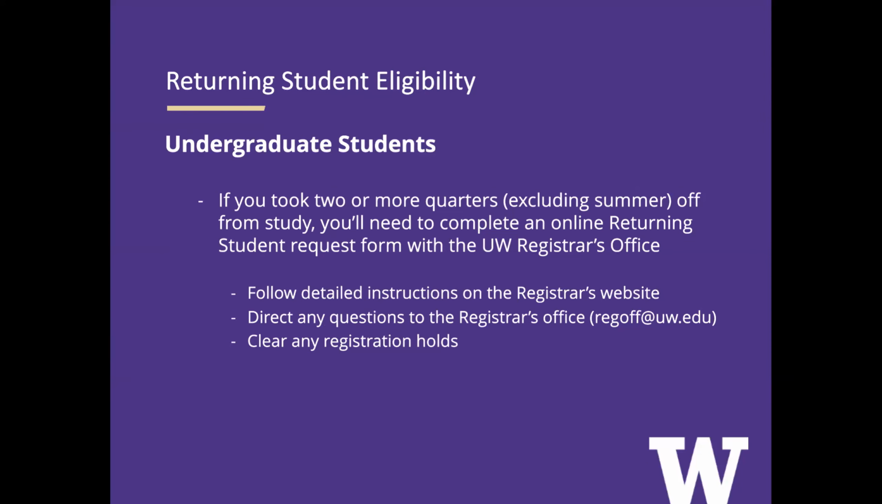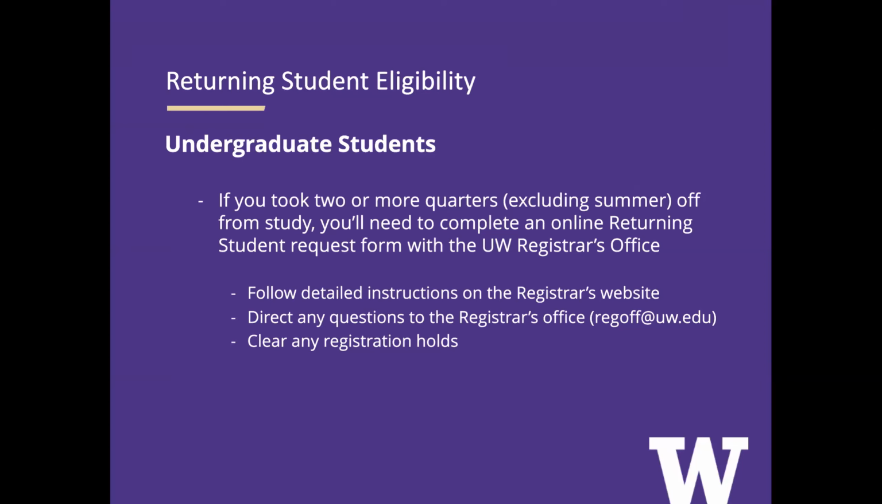The first step of the returning student process is establishing that you are eligible to return to the University of Washington. For undergraduate students, this may include an additional step. If you are an undergraduate student who took 2 or more quarters, excluding summer, off from study, you'll need to complete an online returning student request form with the registrar's office. Instructions for this form can be found on the registrar's website.